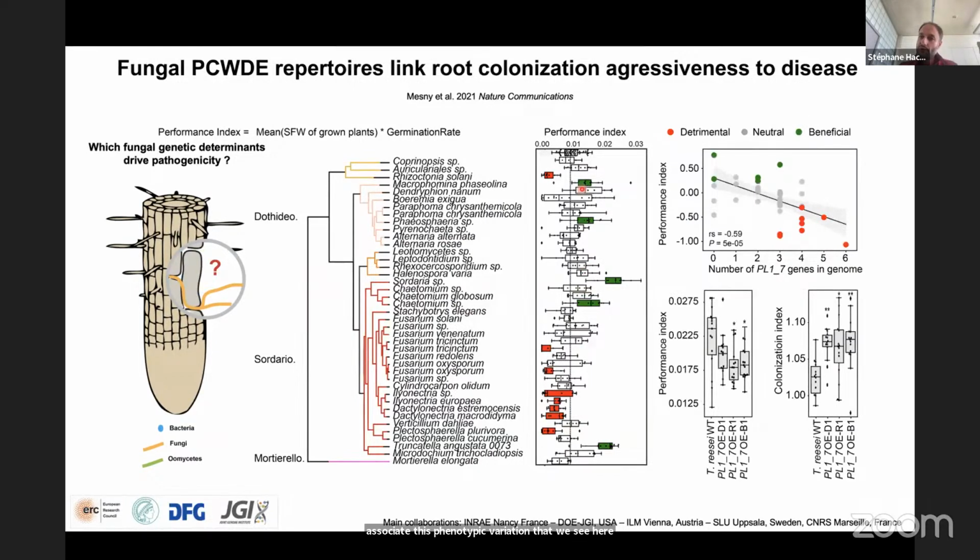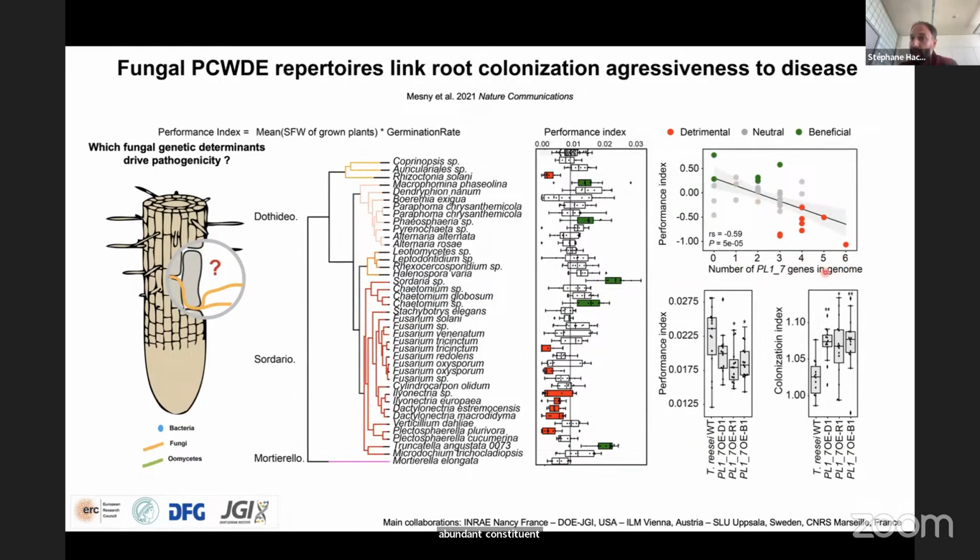To make the long story short, using two different association methods, we identified a fungal gene family called PL1-7 that is important for pectin degradation. So it's a fungal gene that encodes pectinase. And as you know, pectin is the most abundant constituent of Arabidopsis cell walls.